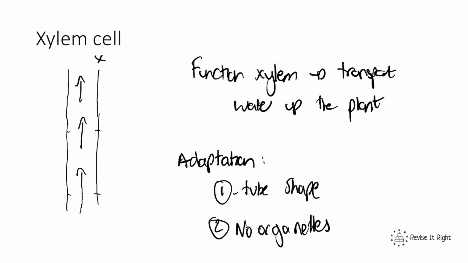Okay, and a third adaptation is that it's strengthened by something called lignin. So this just strengthens the xylem and allows it to stand up and stay up straight. So the lignin provides strength to the xylem. So the function is to transport water up the plant. The adaptations are that they form a tube shape, contain no organelles, and are strengthened by lignin.